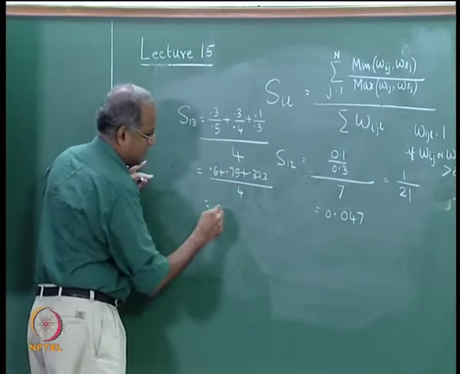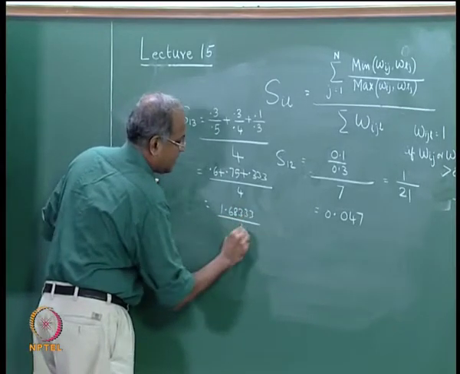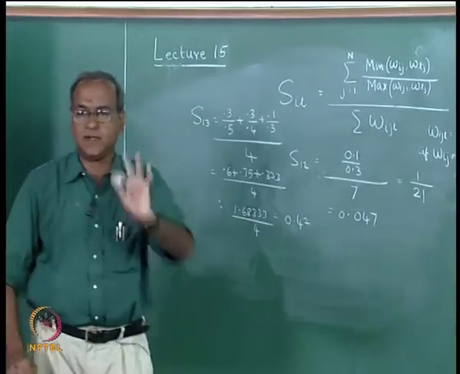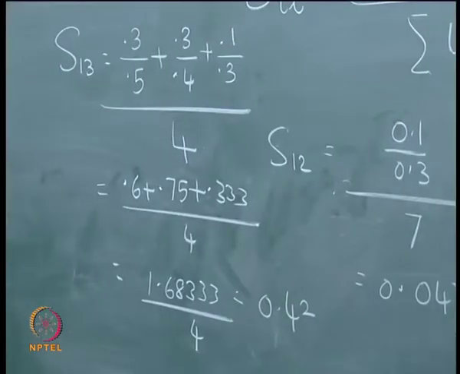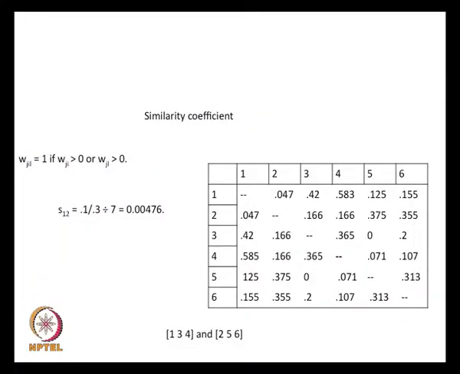1.35 plus 0.333 is 1.68333, divided by 4, which is 0.4208 something, which is shown as 0.42 in this. 1 to 3 is shown as 0.42.